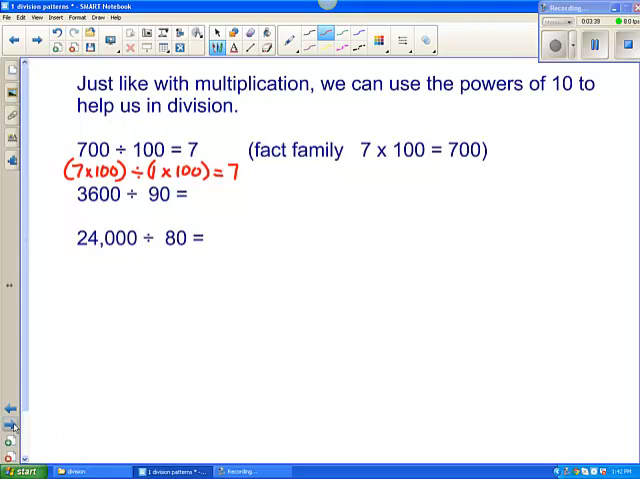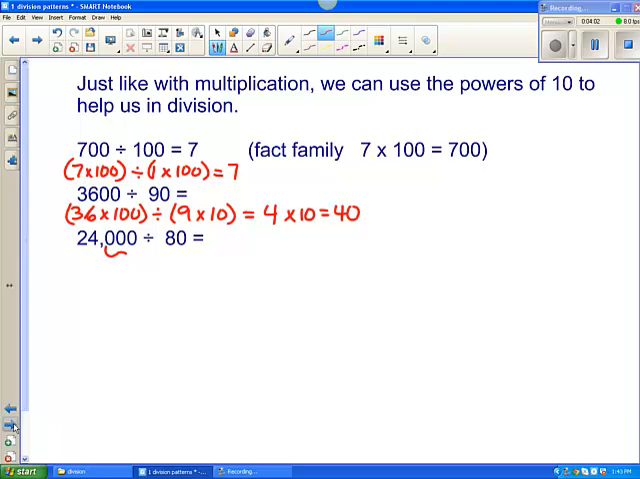Another example, 3,600: we take 36 times 100, because that's our powers of 10, and 9 times 10. In this case, 36 divided by 9 is 4. 100 divided by 10 is 10. And when we multiply it, we get 40. Are you seeing the pattern with the zeros?